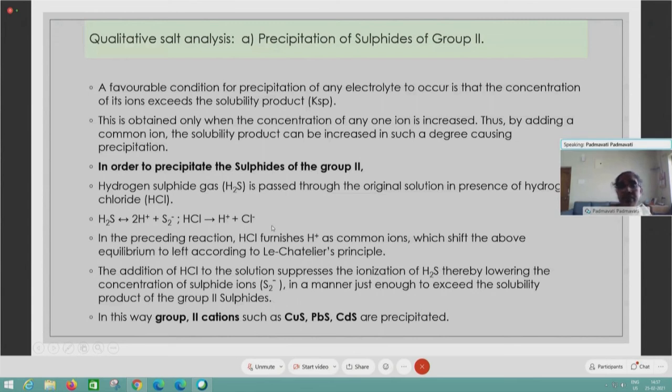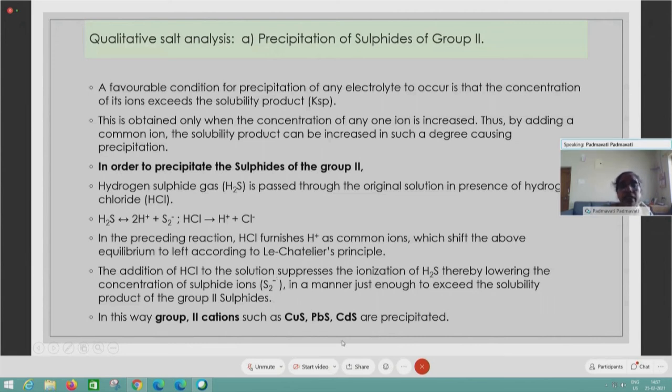In group 2, we have the sulfides, generally copper and lead, and these are precipitated when hydrogen sulfide gas is passed through the original solution. So we all know how to prepare it. We are given a salt, and you prepare some original solution using sodium carbonate extract, and then you take the original solution wherein you have the unknown ion, and you pass H2S gas. When you pass H2S gas in presence of HCl, then this will be precipitated.